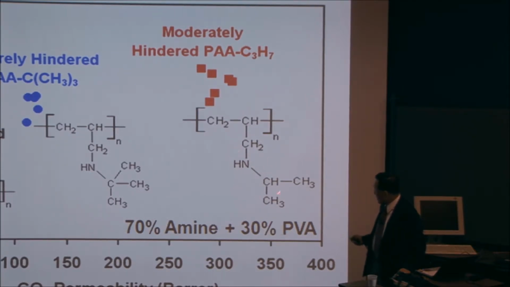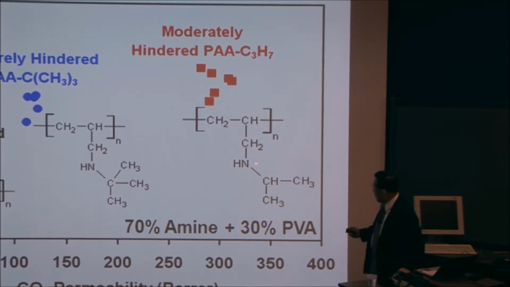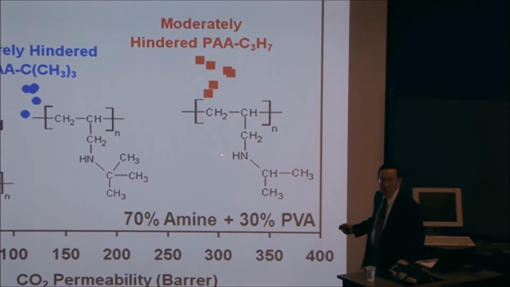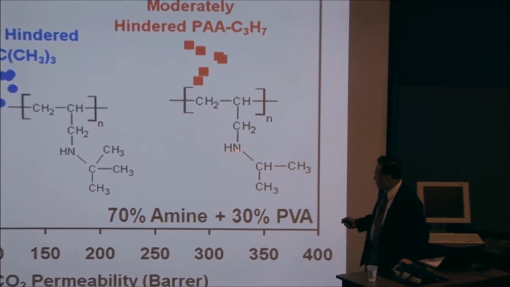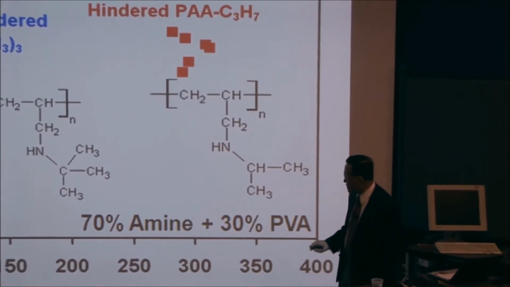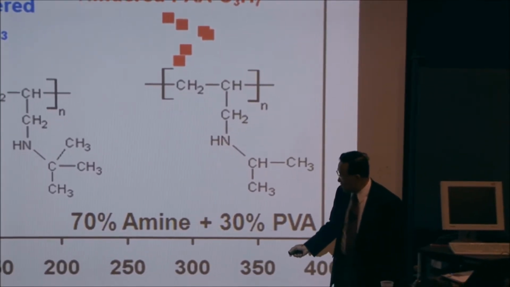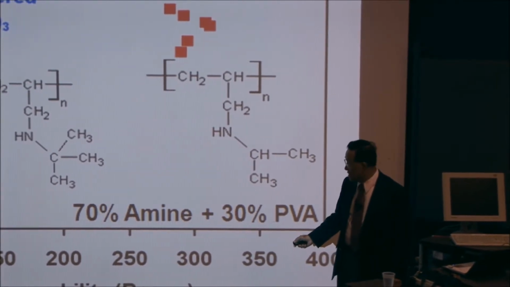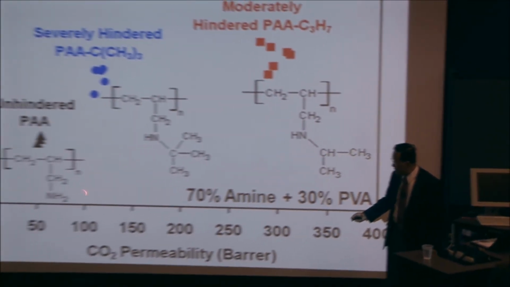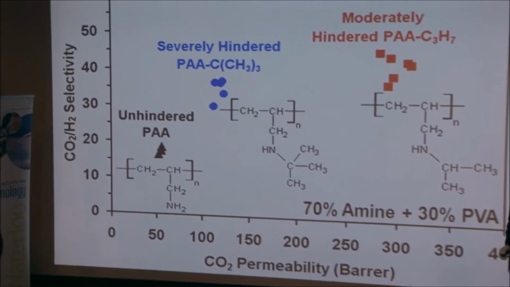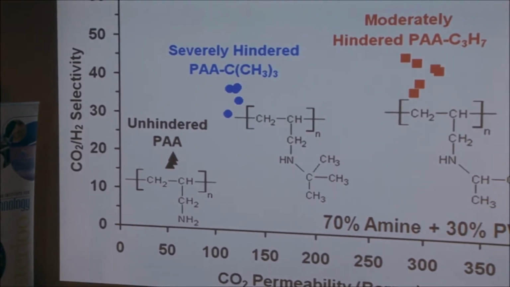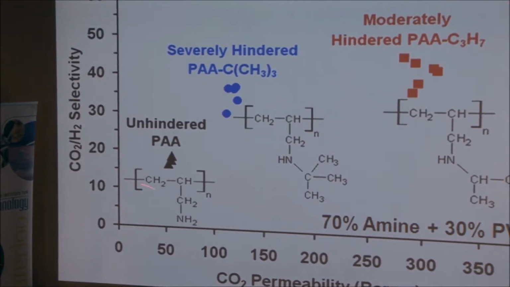So for the hindered amine, you would have a much more free amino group for reaction with CO2 in comparison with this unhindered amino group. Since with the unhindered amino group, the carbamate formation is stable.